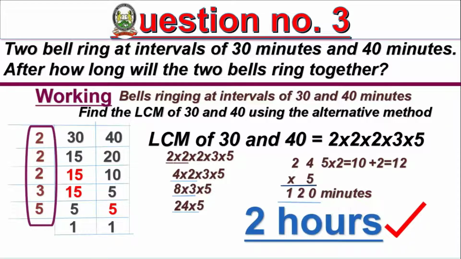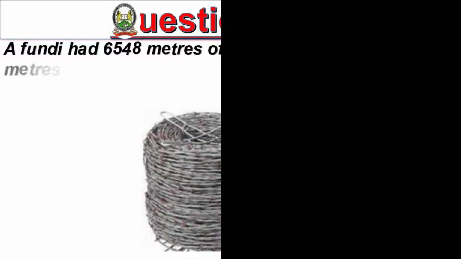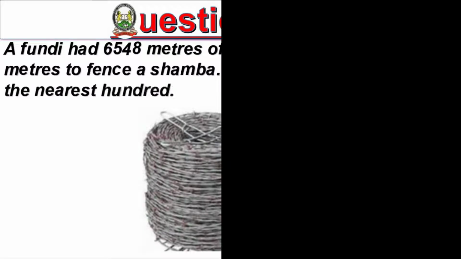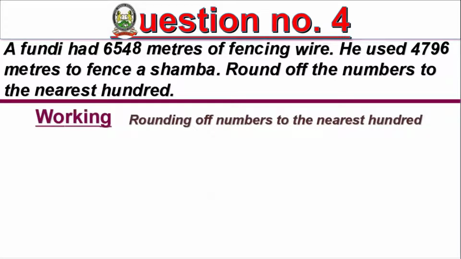Question number 4. Question number 4 says, a fundi had 6548 meters of fencing wire. He used 4796 meters to fence a shamba. Round off the numbers to the nearest 100. Let me do one for you, then you shall do the second one. So 6548. Round off the number to the nearest 100.